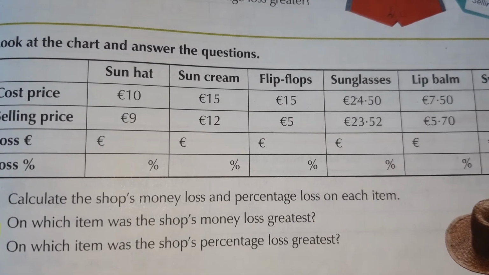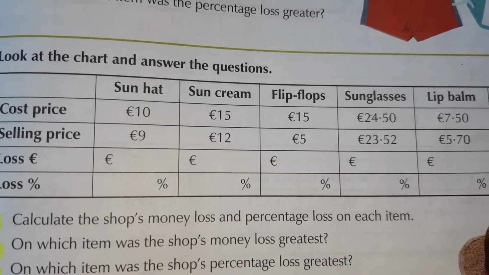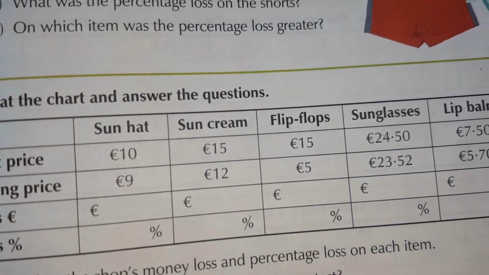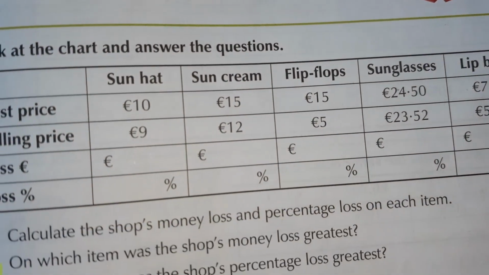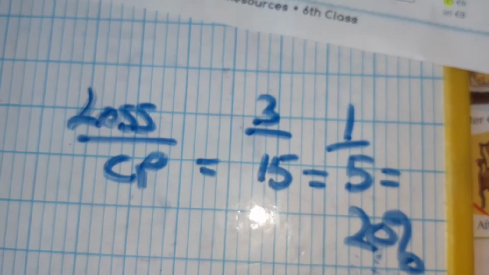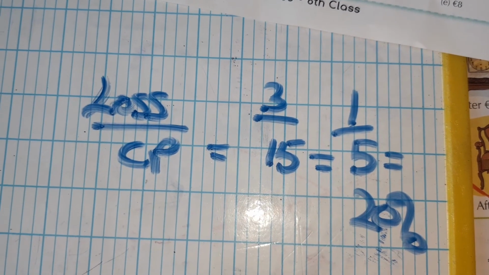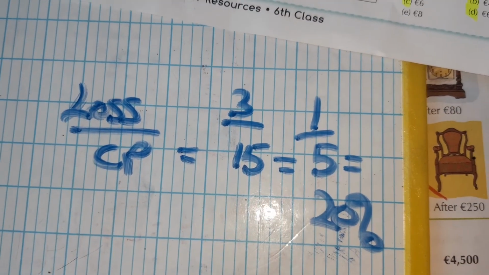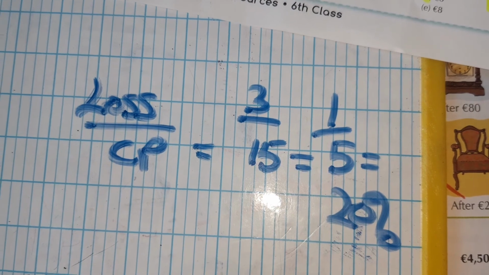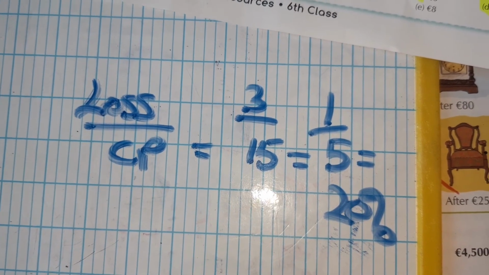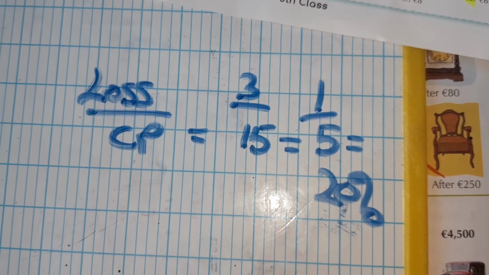So all of these ones are done the same way as the shorts question above. I'll assume that you're okay to go on with them, and I'll just call out the answers for you. Actually, I'll write in the answers to make it a bit easier. So remember, to find percentage loss, it's the loss out of the cost price. Looking at the second one, which was the sun cream, the loss was €3 out of the cost price of €15. That's the same as 1/5, which is the same as 20%.